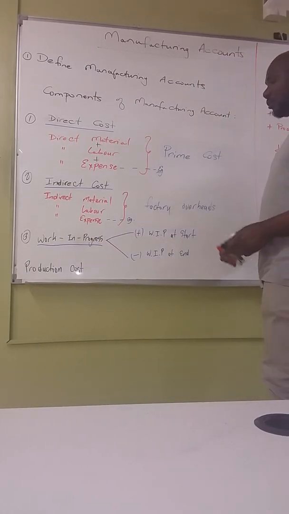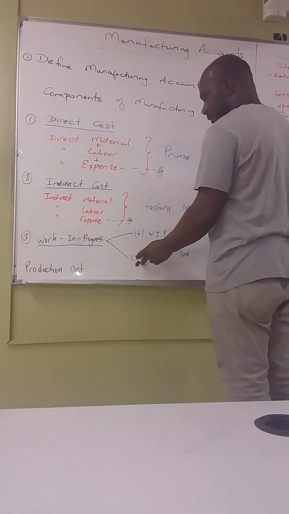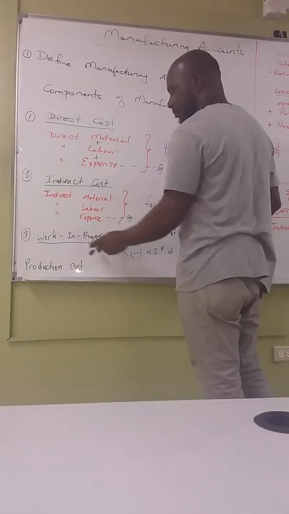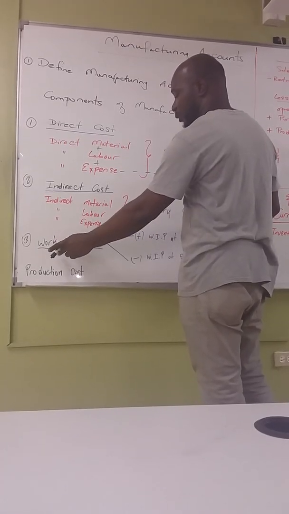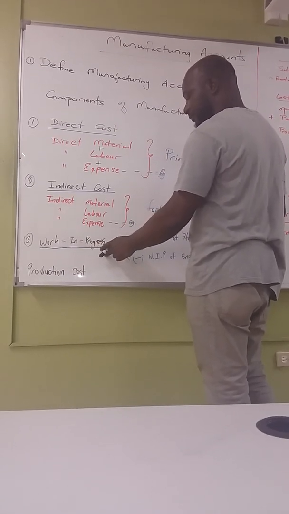Now, what we do is add work in progress at the start and less work in progress at the end. Now we know what work in progress is, right? It is your incomplete job, or your unfinished goods, unfinished work.